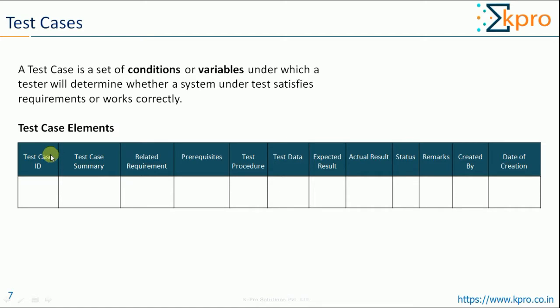Generally, each test case will include all these elements: test case ID, summary of the test case, requirement related to that, prerequisites, how testing will be done, test data, expected result. Actual result will be put after testing this test case, and status. If these two are matching, then the status will be pass, otherwise it will be fail. Any remark for that? Who is the creator? When it is created?